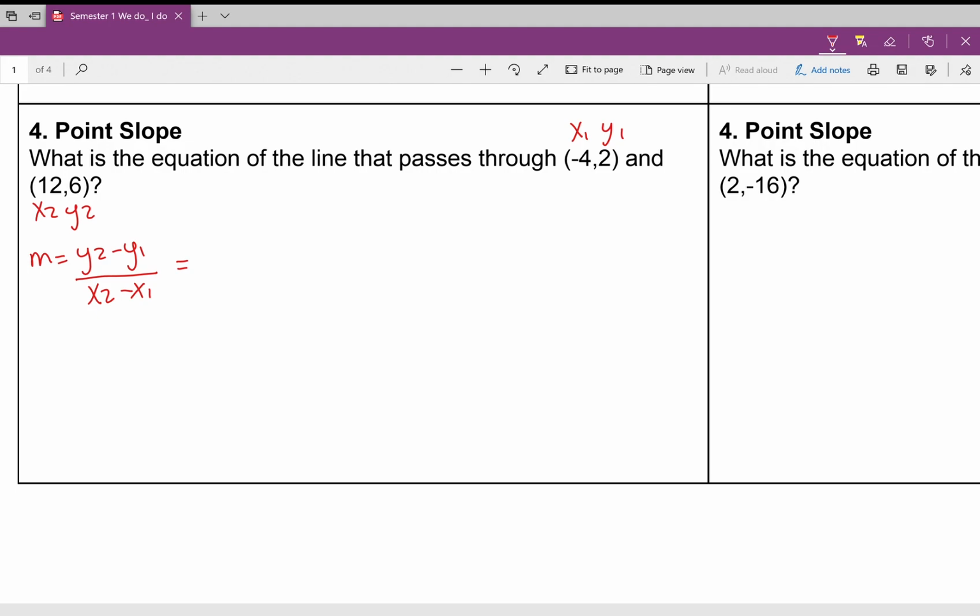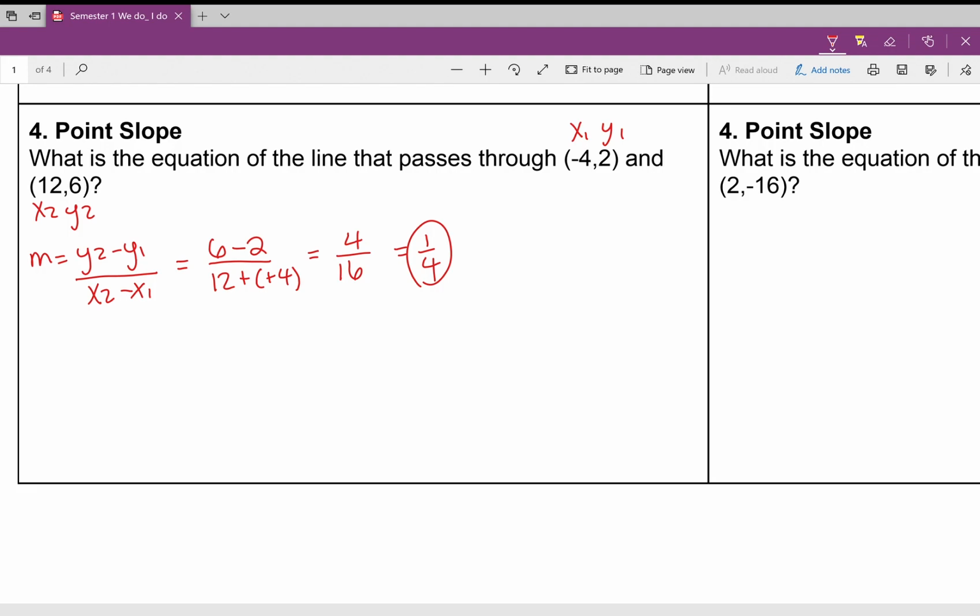So y2 is 6, y1 is 2, so 6 minus 2, x2 is 12, and x1 is -4, so minus a -4. 6 minus 2 is 4. 12 minus a -4 is 16 because of plus a positive. 4 divided by 16 is equal to 1/4. So this is our slope.